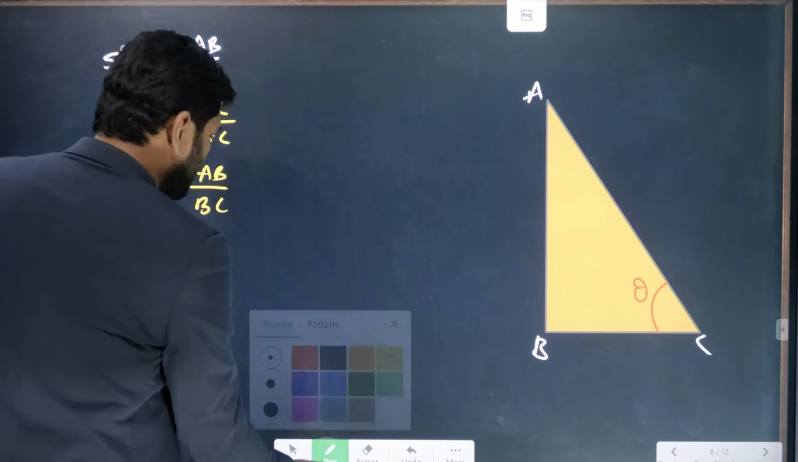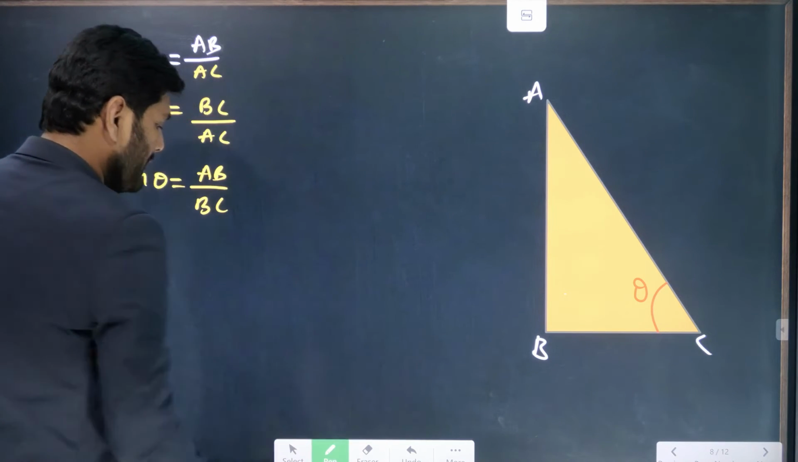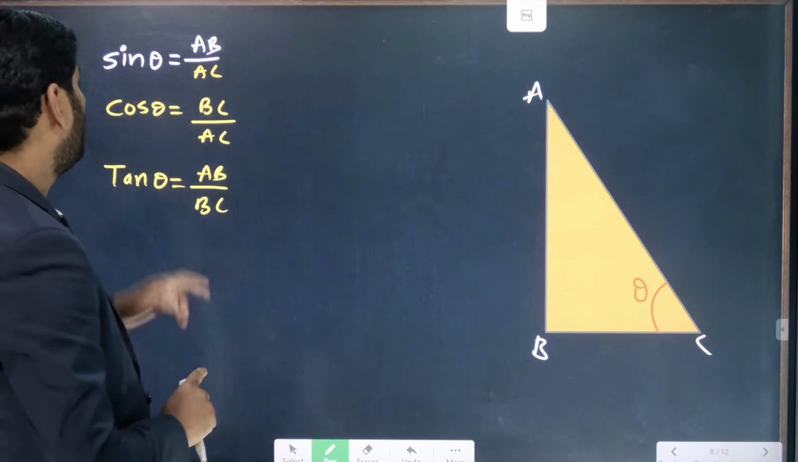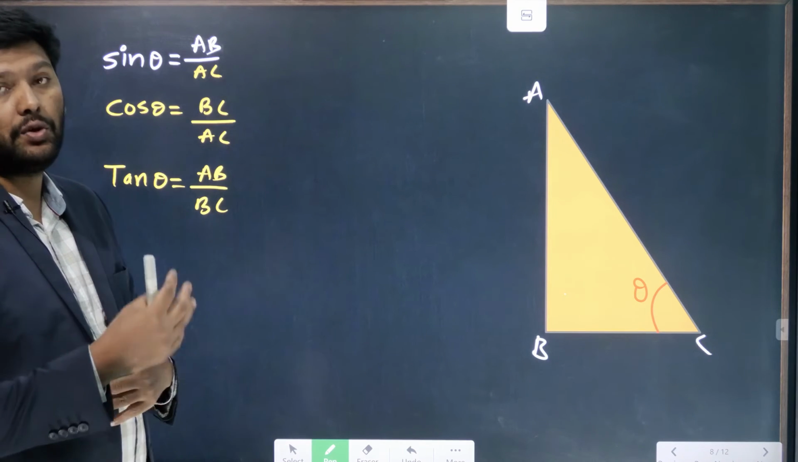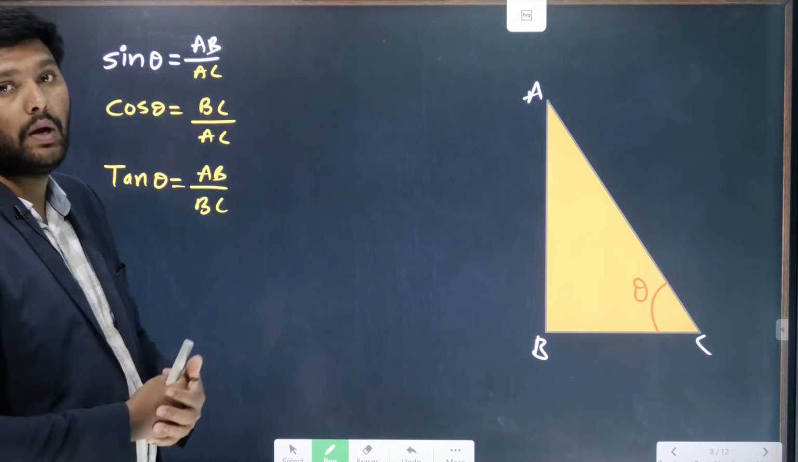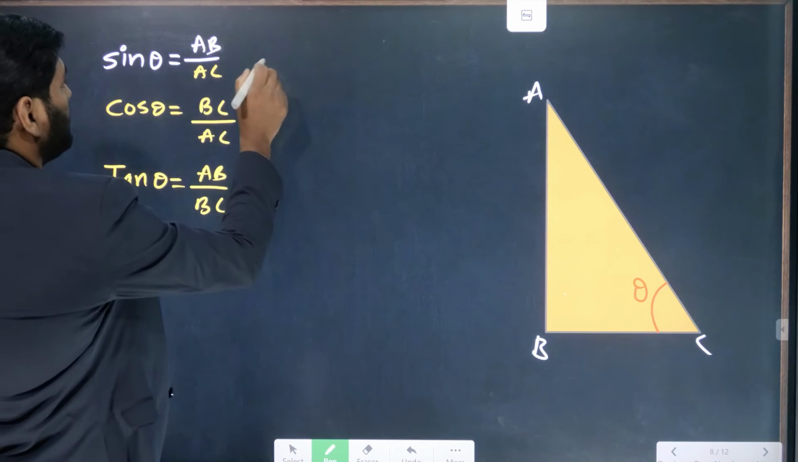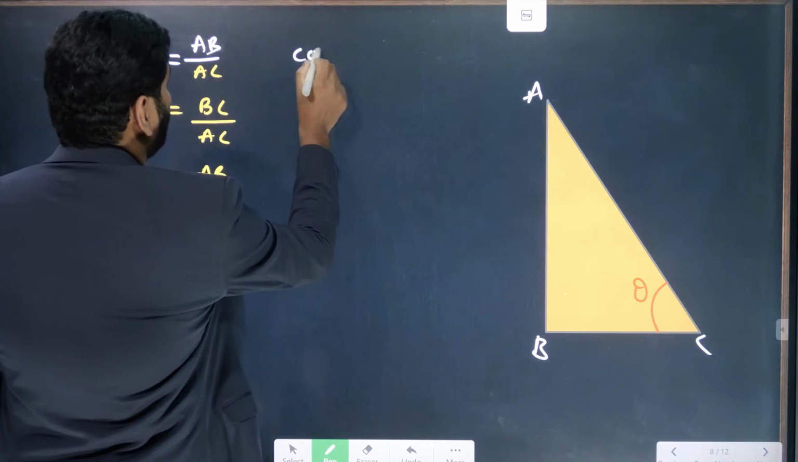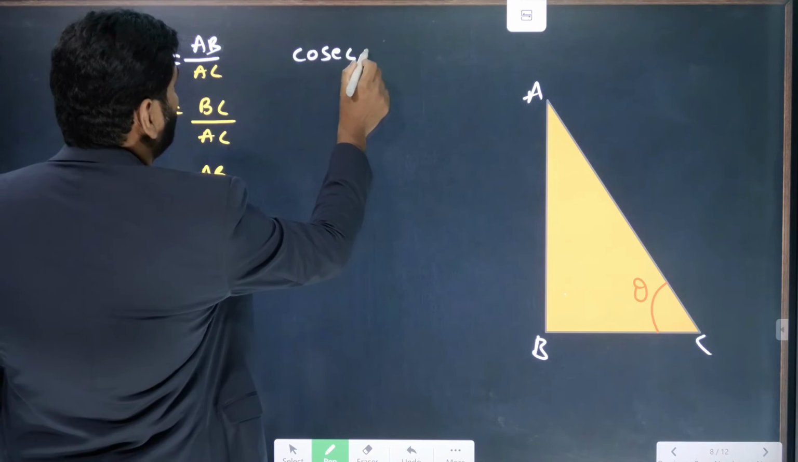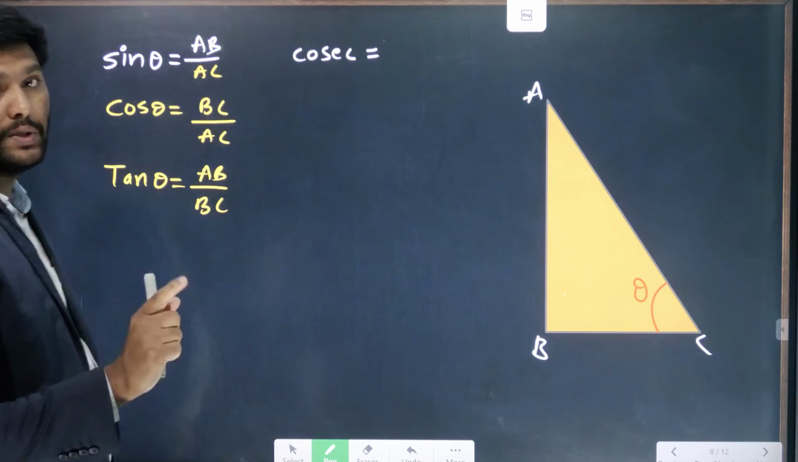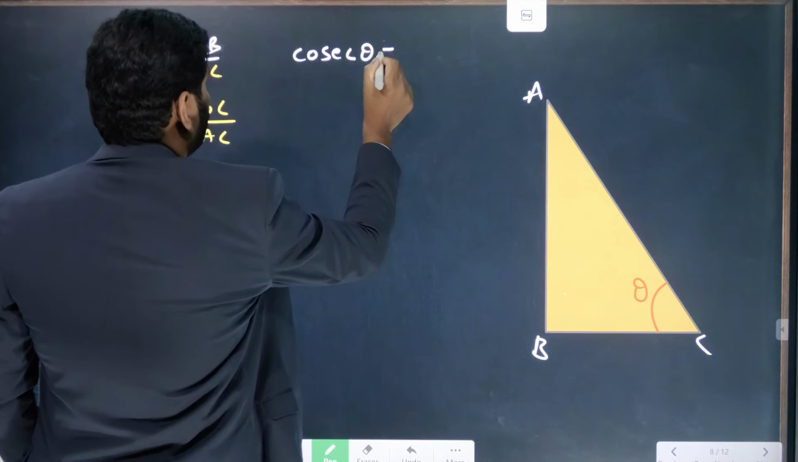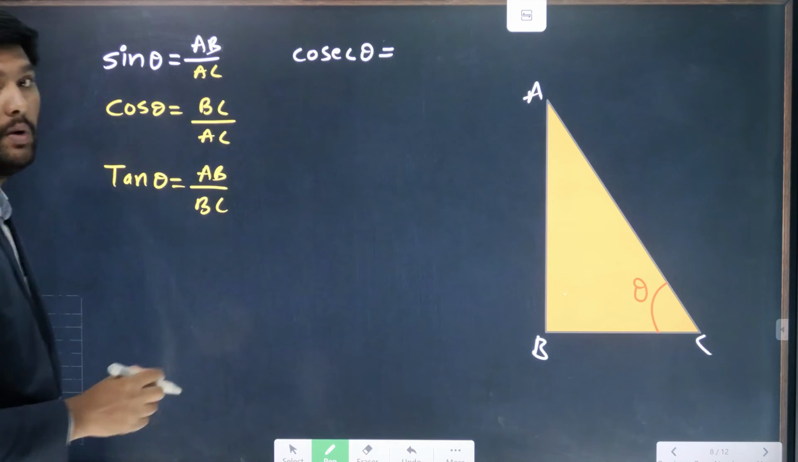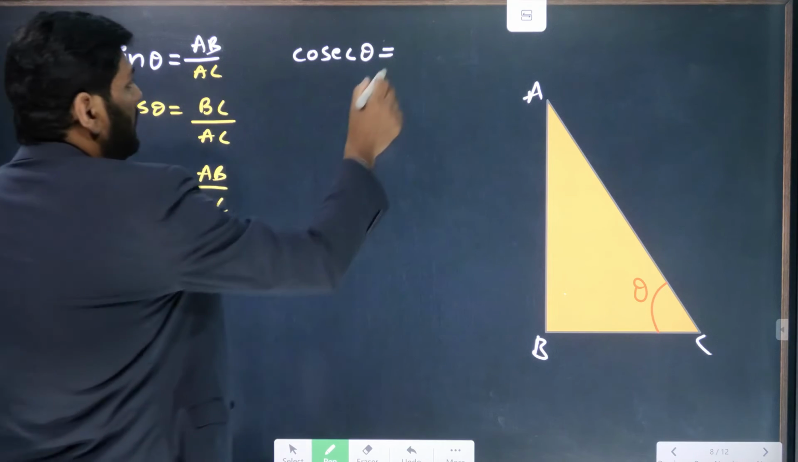Now another 3 functions are exactly opposite to these, I mean reciprocals. The reciprocal of the sine function is called cosecant, shortly cosec theta. Cosec theta is nothing but the reciprocal of sine theta.